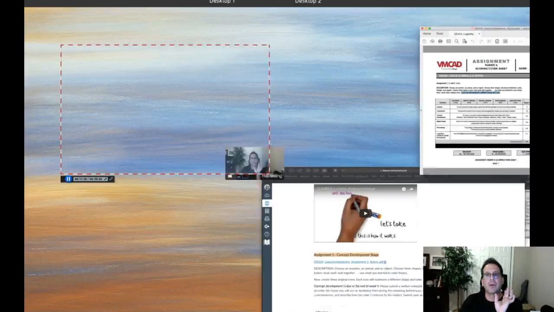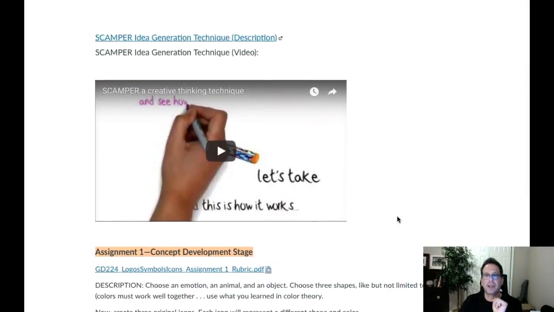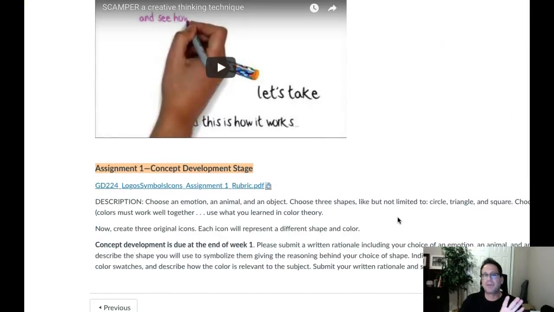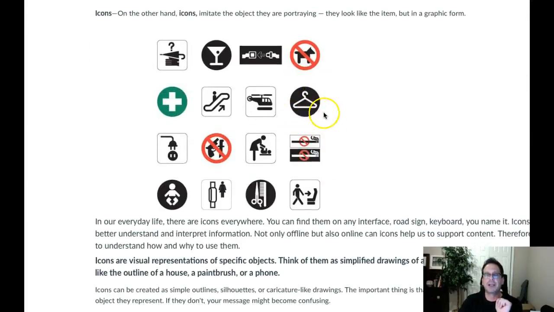All right. So when it says shape, it says a square, a circle, and a triangle. You're not limited to those. You can use any shapes you want. So for example, if you want to use a hanger as your object, it's a good idea to use the shape of a hanger. Conversely, if you want to depict a helicopter in your icon, of course, it's the shape of a helicopter. So I don't want you to think you have to use a square, a circle, or a triangle, right?